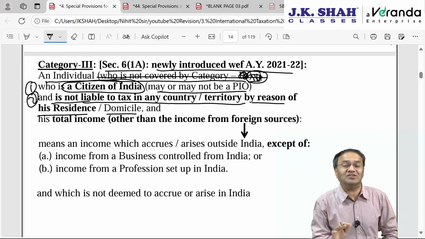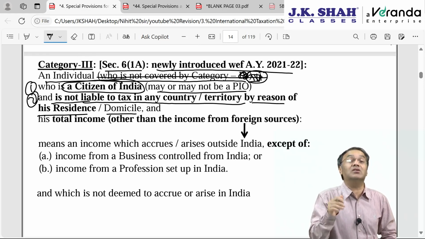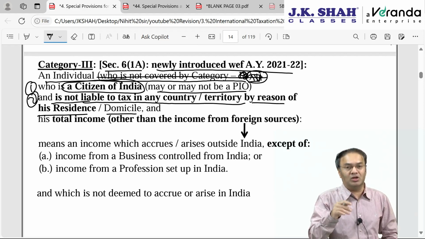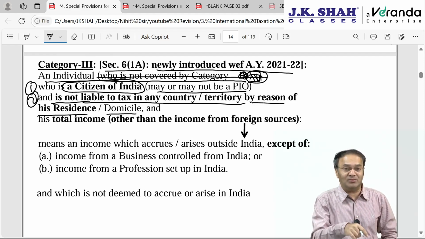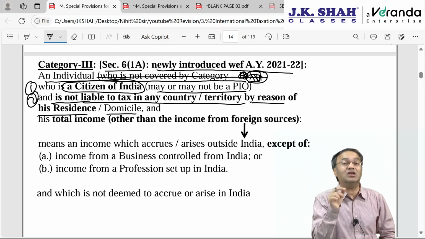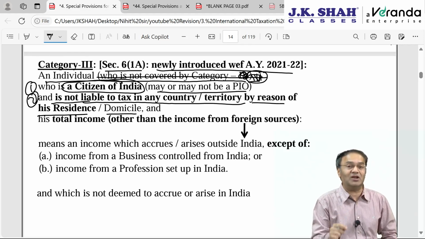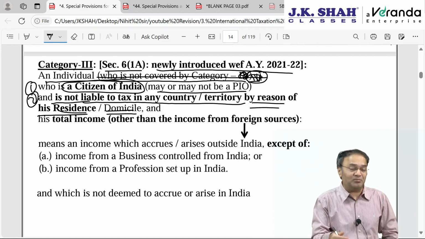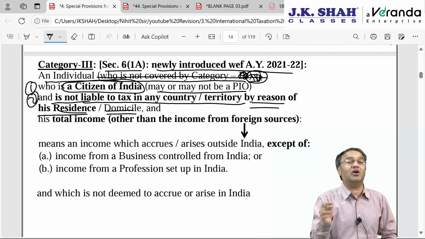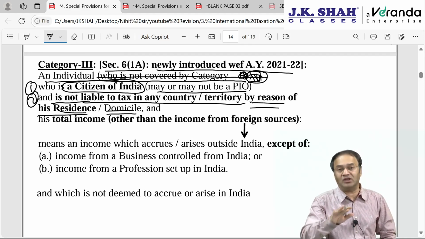He might be getting taxed in that other country because he has earned income there, because his income has accrued there. Supposing I go to USA for one day and my income accrues there, that income is taxable in USA, not because I am a resident of USA, but because I earned income there, my income accrued there. That's why it is taxable. So here it says a person who is not liable to be taxed in any foreign country by reason of his residency or domicile. It is quite possible that the person is taxable in that given country because of income accruing in that country. That's a different thing that we are not counting.